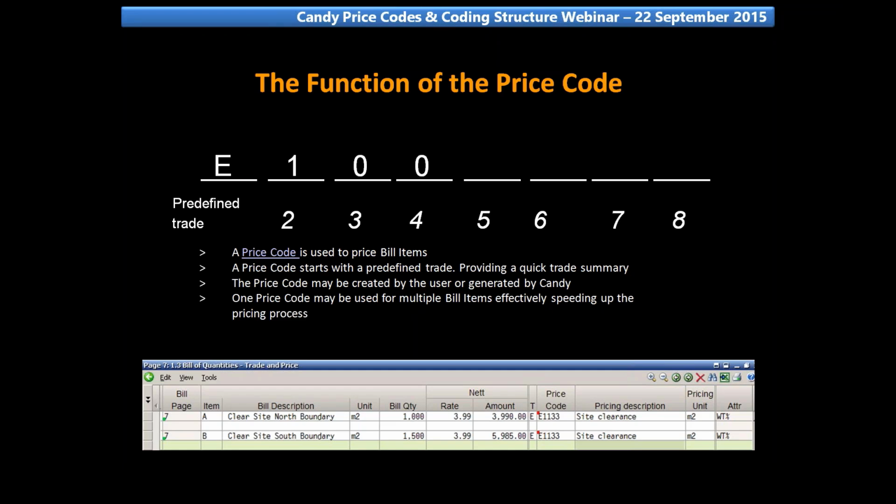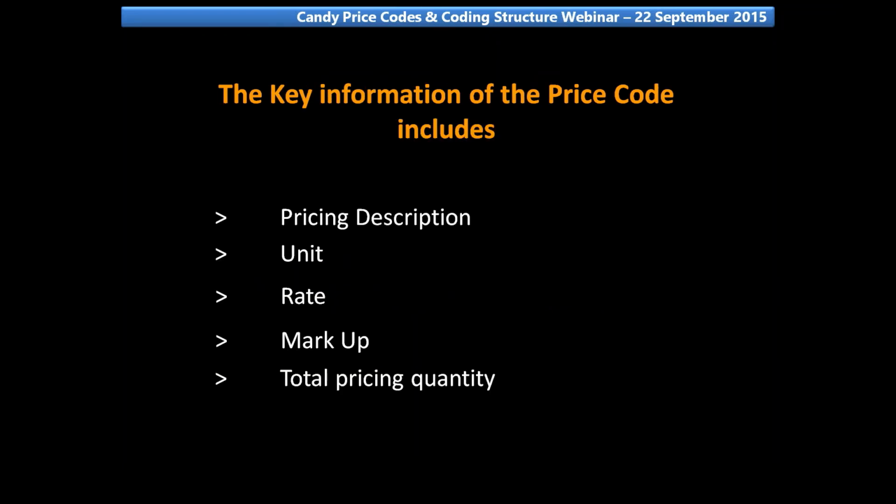Now on the screenshot below, we've got clear side, north boundary and south boundary with the same price code. If you change any of these items' rate, it will change the rate where it has multiple occurrences. The key information of a price code includes the following: pricing description, unit, rate, individual markup, and the total pricing quantity.